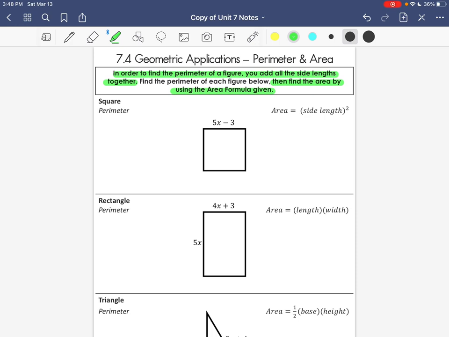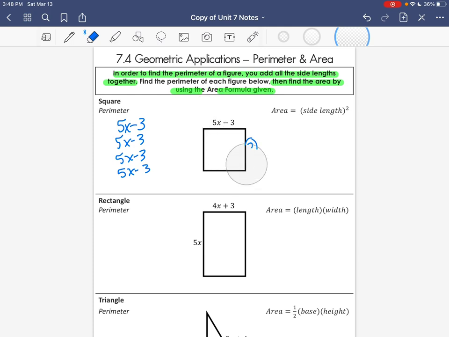So it is true that for the perimeter of a square you can take 5x plus 3, or oops, that's minus. You got to get it right when you write it down or you get it wrong. And then add that 4 times, because all 4 of the sides of a square are the same. So you would have 5x minus 3 as side 1, side 2 would also be 5x minus 3, side 3 would also be 5x minus 3, side 4 would also be 5x minus 3.